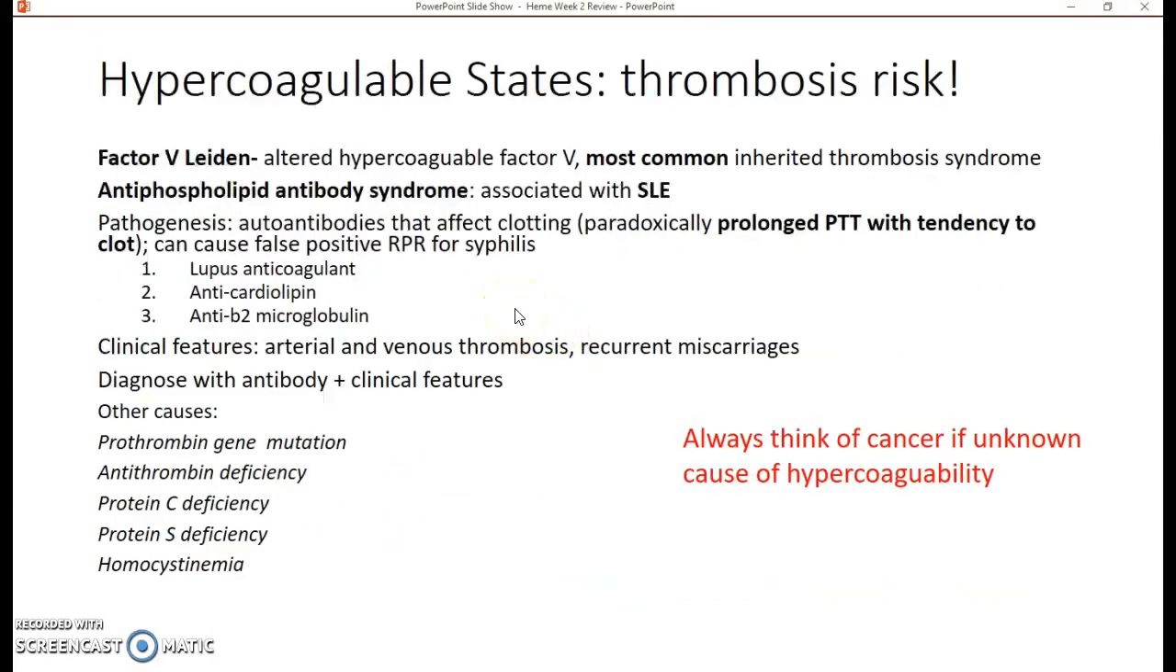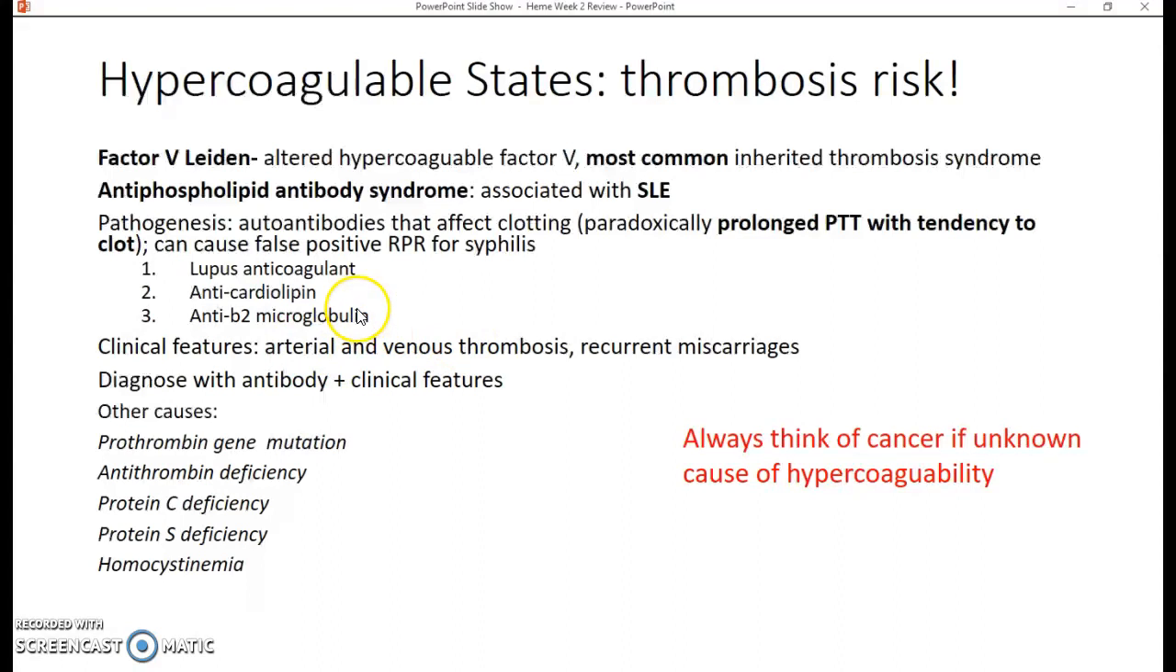So hypercoagulable states, you are at high risk of thrombosis. The most common inherited thrombosis syndrome is factor V Leiden. That's just a mutated factor V that is hypercoagulable, causes clotting. Antiphospholipid antibody is classically associated with lupus. The clinical vignette is going to be recurrent miscarriages, without any genetic or other etiology that you can figure out. You can get arterial and venous thrombosis.